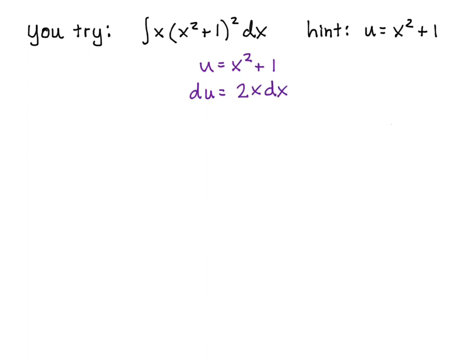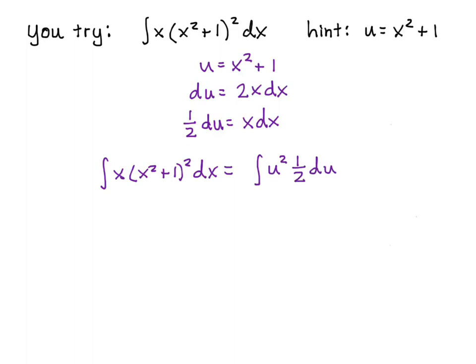Okay, so if u equals x squared plus 1, then du equals 2x dx. So I don't have a 2x here, I just have an x. And so what I want to do is then divide both sides by 2, and I get 1/2 du equals x dx. And now everything can be substituted out.